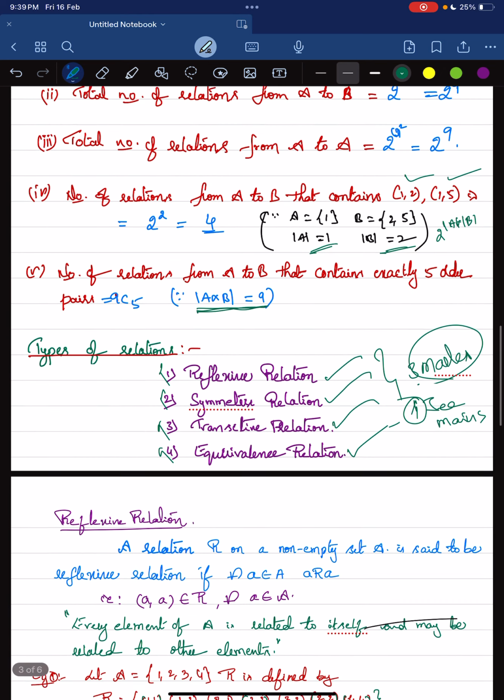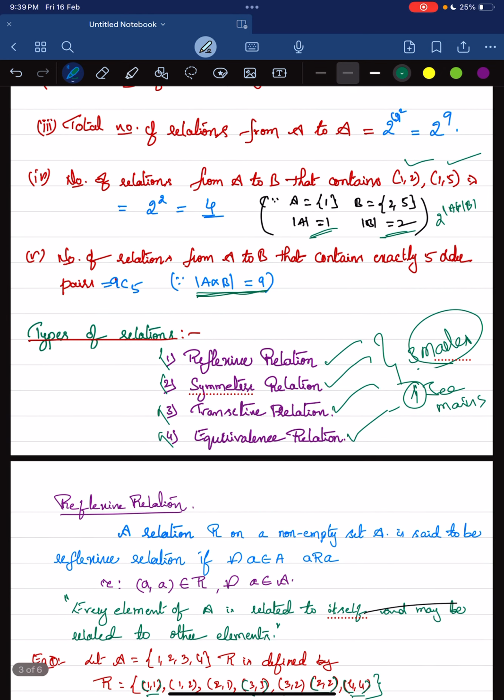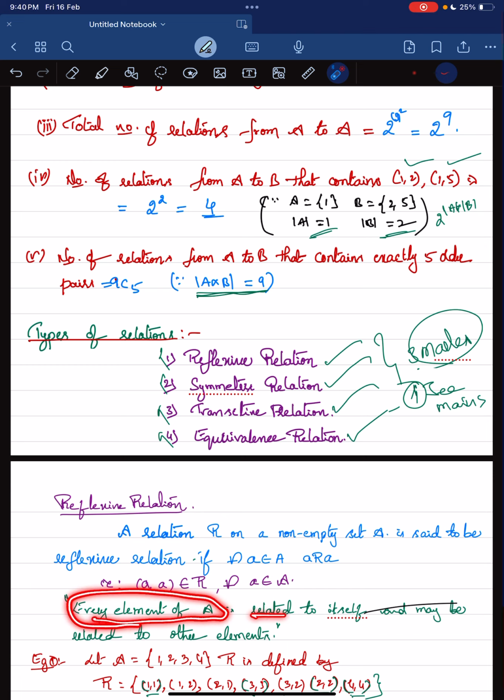So now we'll discuss reflexive relation. A relation R on a non-empty set A is said to be a reflexive relation if a is related to a, that is (a, a) belongs to R for every a belongs to A. It means every element of A is related to itself, and may be related to other elements also.